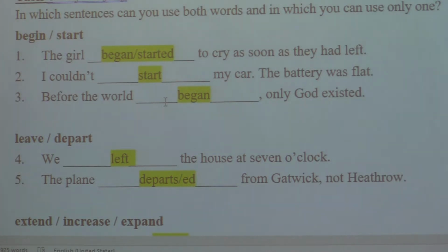But if you believe in God, it's God who created the world. Not the world is created by itself. This is from the Christianity point of view, you can't use start. Okay, you understand what I mean? It's related to religion, religious belief. Okay, all right.